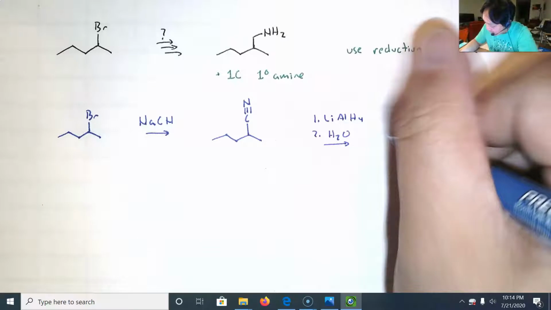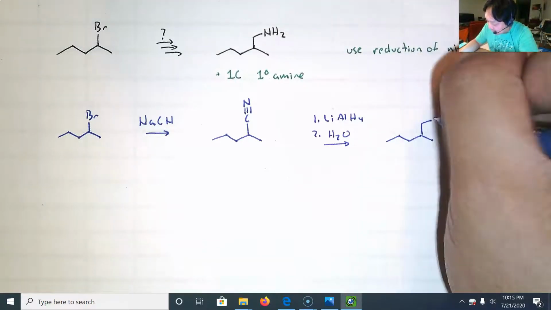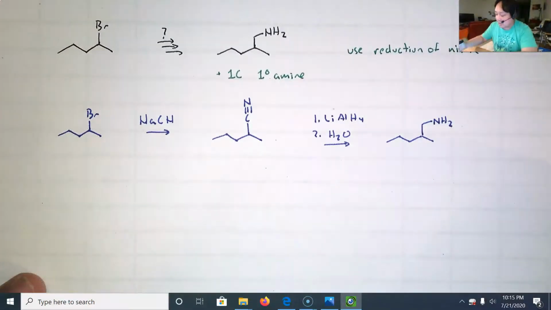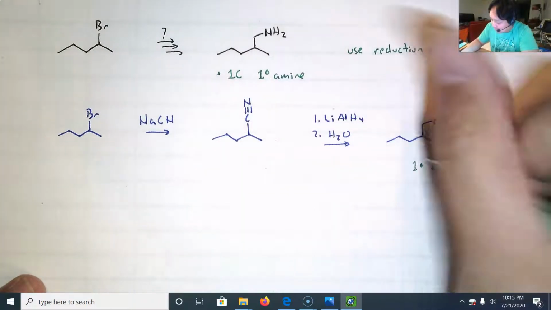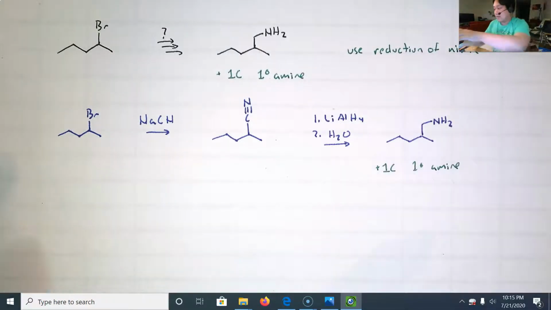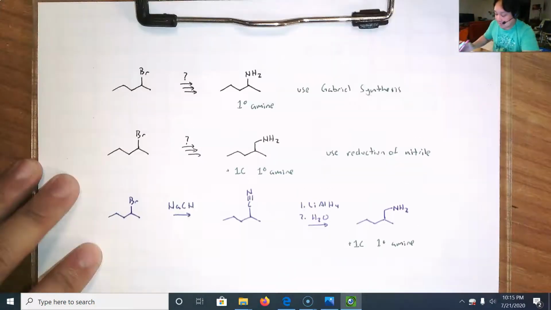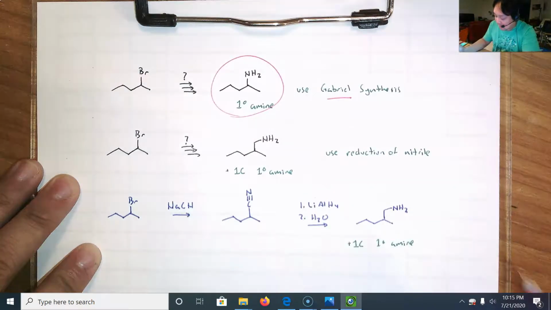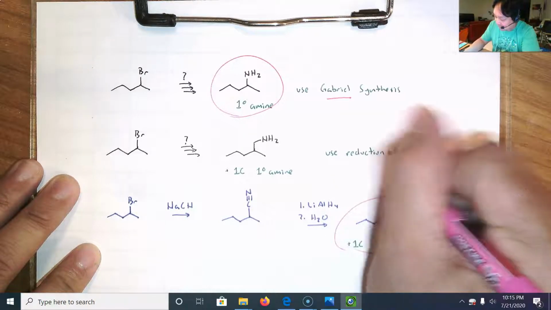Okay. Again, this is a past reaction. This might be good as a final exam review. Okay. And again, we have a primary amine with 1 extra carbon. All right, we'll zoom out. How do we do these primary amine syntheses? We have one here using the Gabriel, and we have one here using reduction of nitrile.